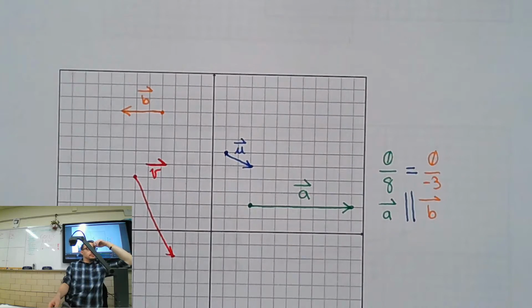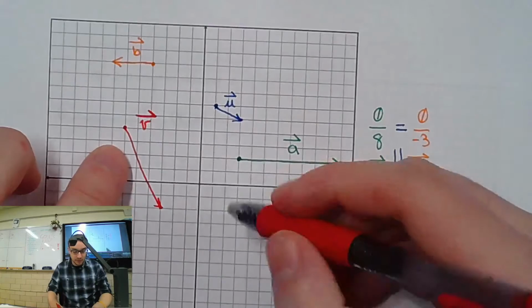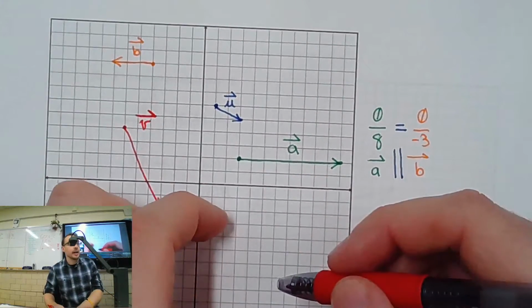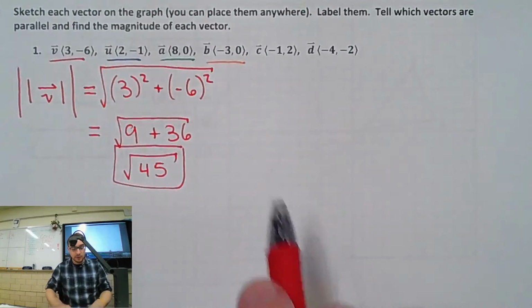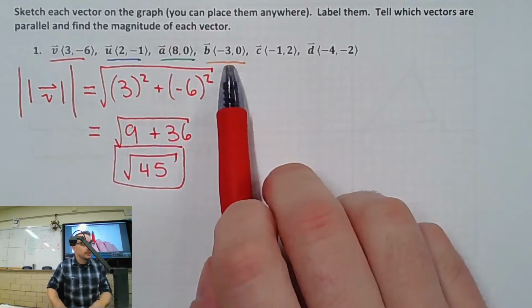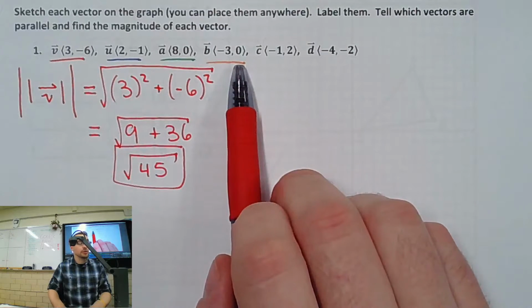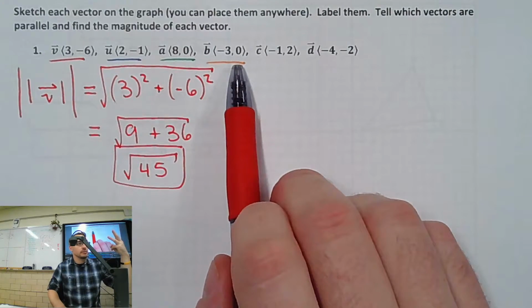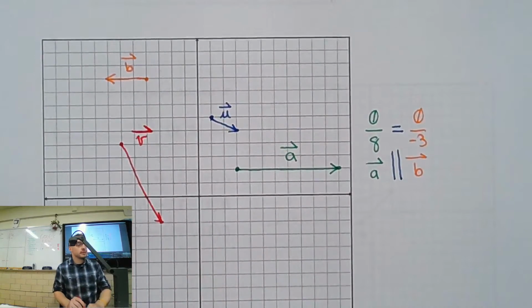So it doesn't matter where you graph it? No, where you start it doesn't matter. I could start vector v somewhere else and it would look the exact same, like a copy and paste. It can start anywhere. What would you do for b? So if you wanted to find the magnitude of b, is that what you're asking? Well, it's negative 3 squared, which is 9, plus 0 squared, which is 0. So root 9, which is 3. And if you look, b does have a length of 3, doesn't it?